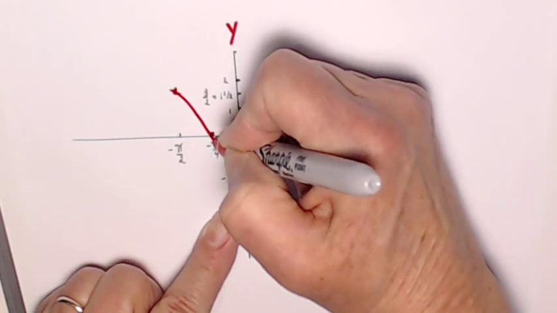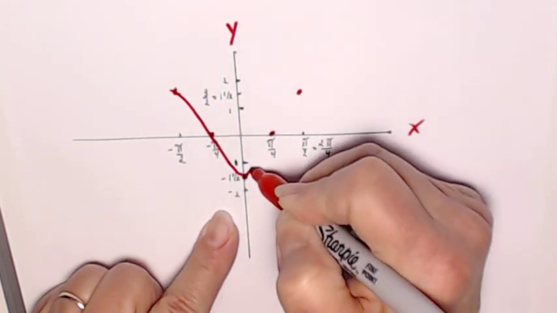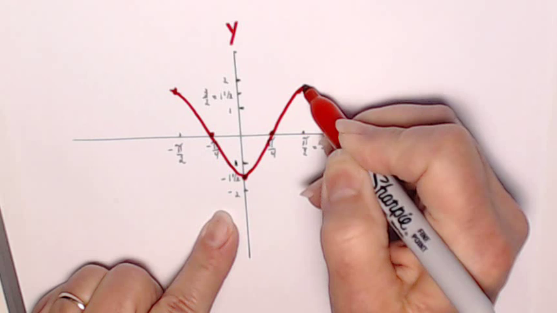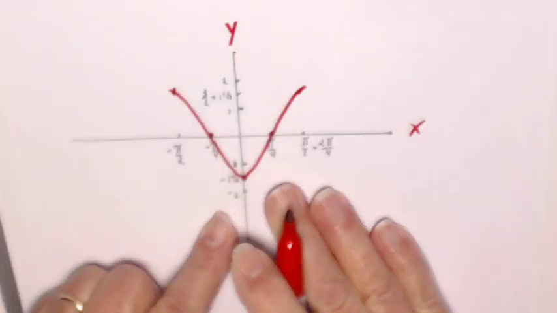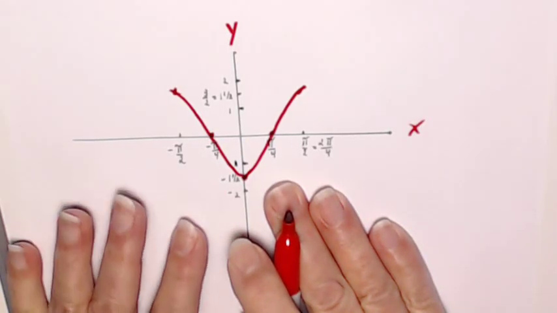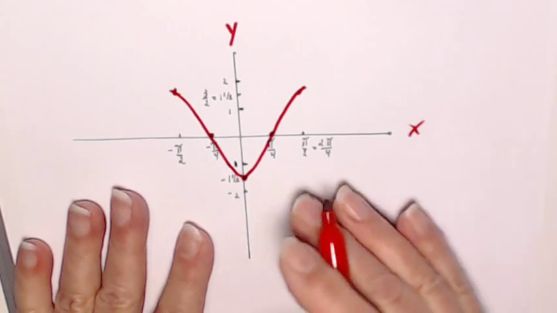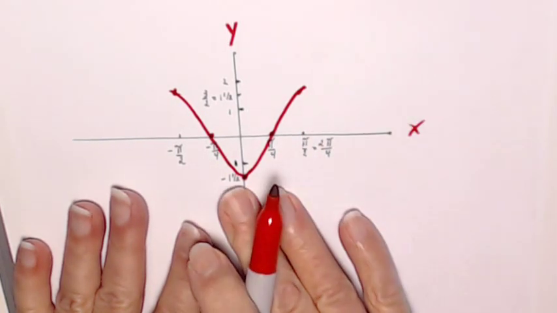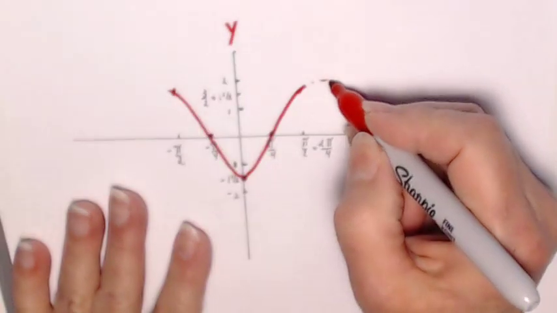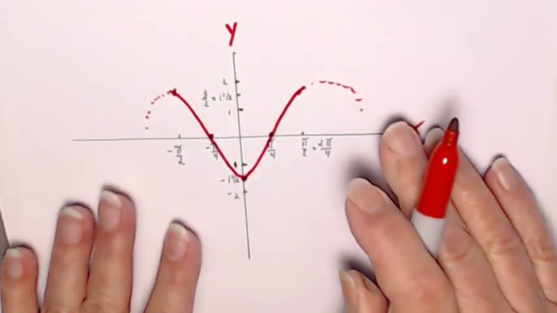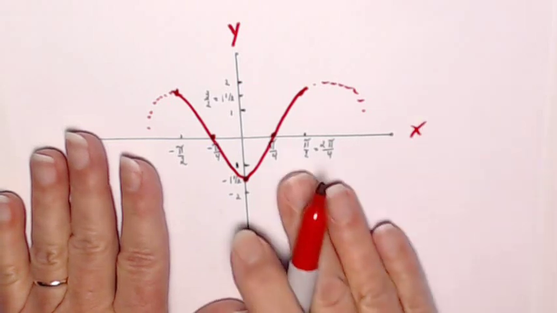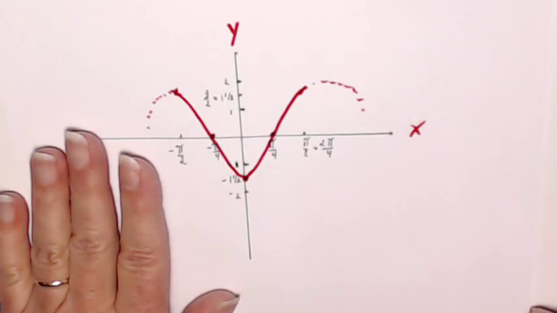So if we connect the dots, we were required to graph one period of this curve. So this would be it. So this is what we were required to do. We could see that we absolutely could continue this graph. I'm not going to do that here because this is what we had to do.